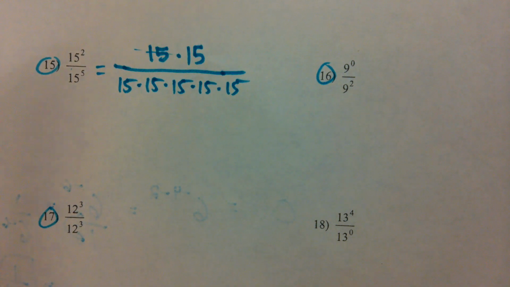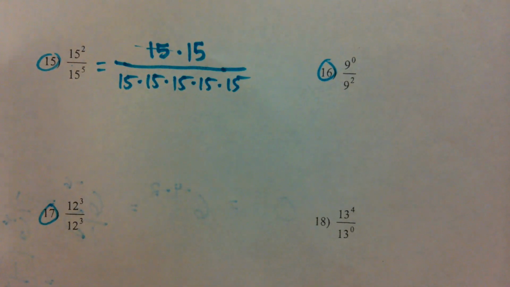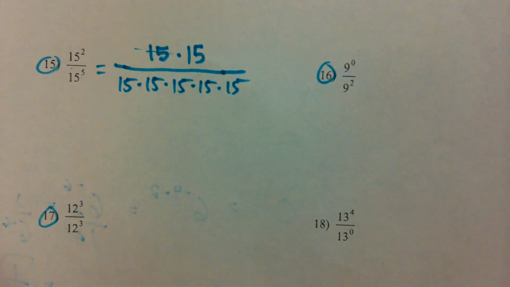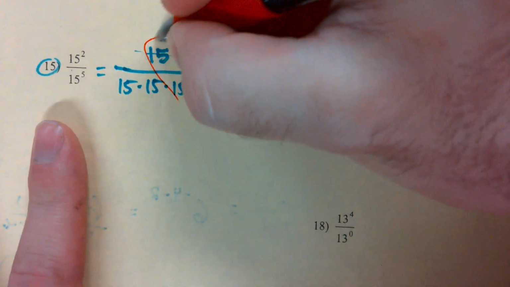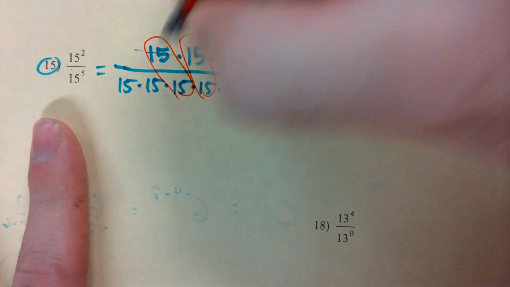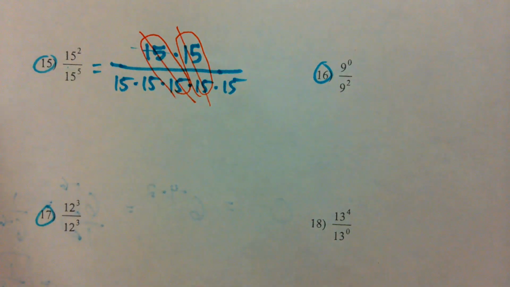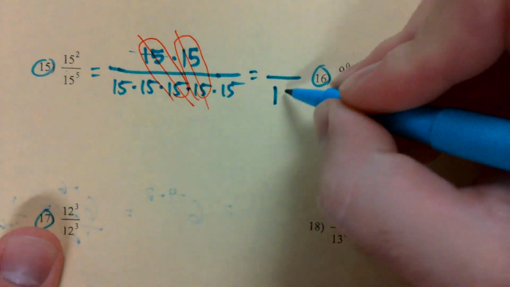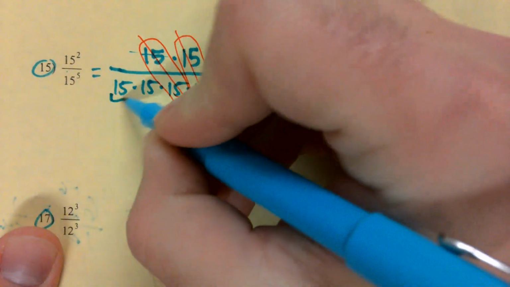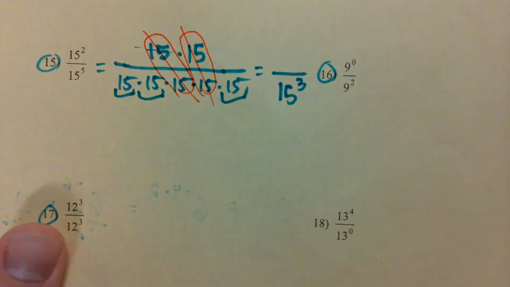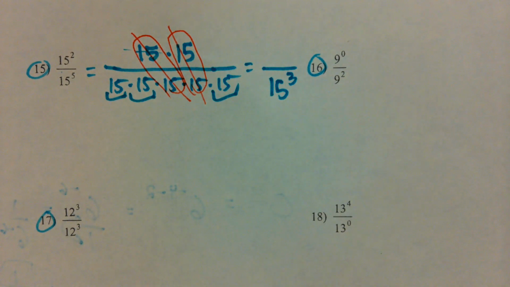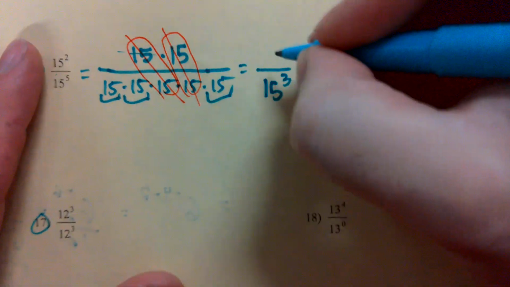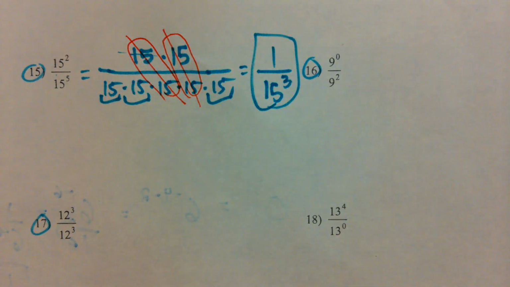Do we have any pairs of 15s on the top and bottom that we can cancel out? We sure do. We have 2 pairs of them, right there and right there. Cross, cross. How many 15s do we have left on the bottom? 2. 3 of them, right? 1, 2, 3. And we don't have any on top, so what number goes on top again? 1. That 1. There we go. Just like that.